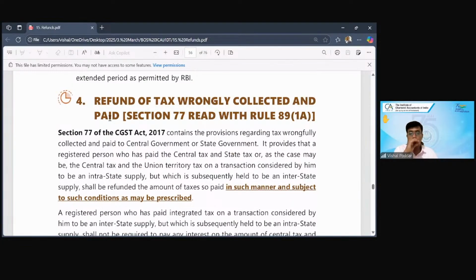Next. Now comes the next category, refund of tax wrongly collected and paid. Now, what is this? This is Section 77 of the CGST and SGST Act, and you have a similar Section 19 of the IGST Act.